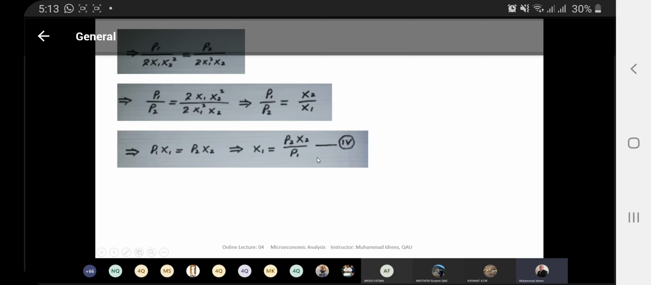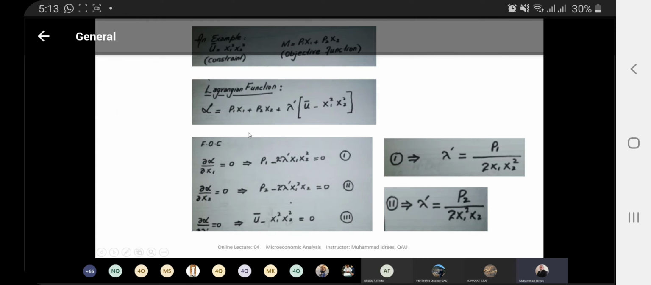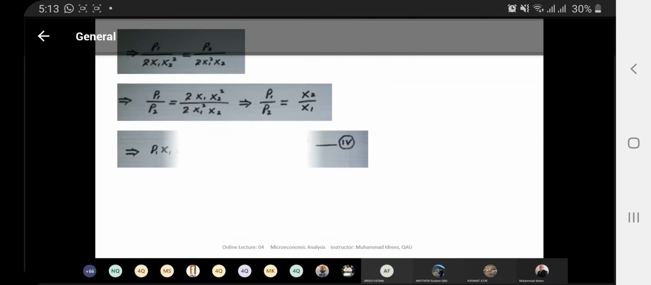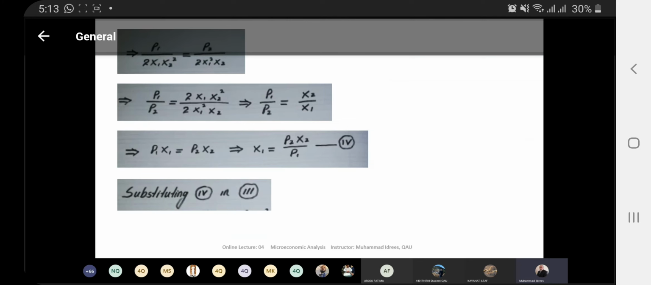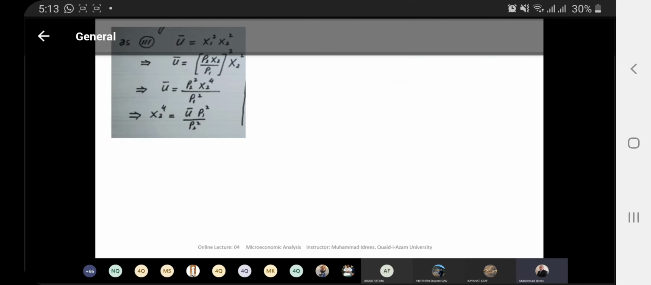But this is not the Hicksian demand function, because we know that Hicksian demand function should be a function of prices and given level of utility. It's not a function of prices and other commodity. So now what we'll do, we'll substitute this in our third equation of first order condition. So you can see here, this is the third equation of first order condition. So in place of x1, we'll substitute equation number 4. So we are substituting equation number 4 in 3 and we got this thing. Now you can see here that equation number 3 is this.